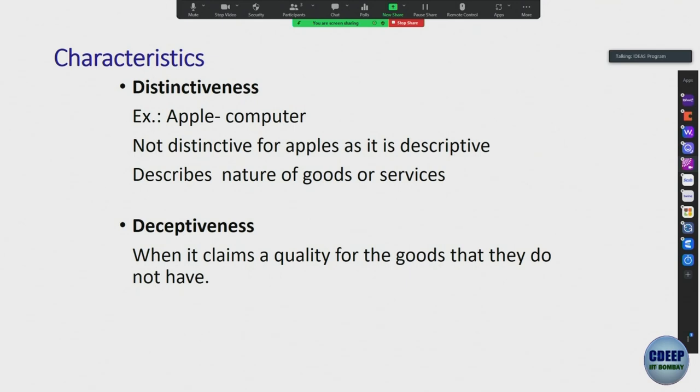And we say deceptiveness, it should not be deceptive, so it should not claim the quality of the goods which it does not have. The other day we talked about Texmati for the rice. When you use Texmati for the rice, it gives you some impression that it is a basmati rice, isn't it? But Texmati is not basmati rice. The rice is being sold by a Texas based company called RiceTec, and they are calling it Texmati. So that is a deception. As a consumer, you believe that it will be basmati. So your trademark should not be deceptive.